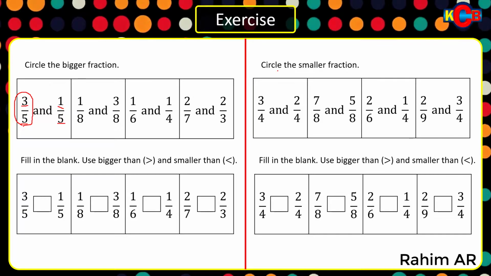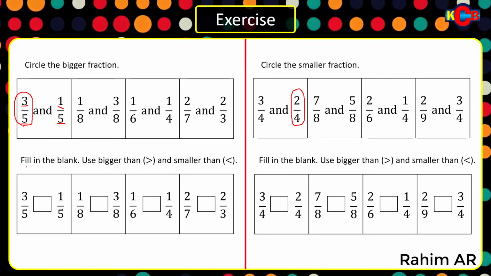Okay. And then here, circle the smaller fraction between 3/4 and 2/4. Now the denominator is the same, 4, so we can directly compare the numerator. And then between 3 and 2, 2 is smaller. Thus, we circle 2/4.